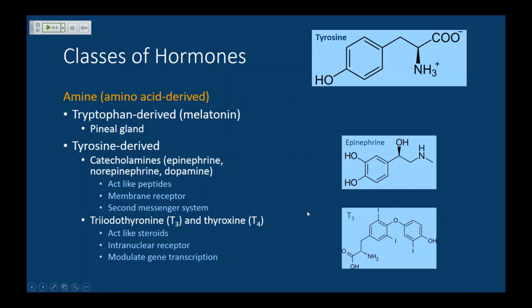On the other hand, the thyroid hormones, triiodothyronine and thyroxine, have two tyrosines that are coupled together. So that extra ring makes them a little bit more hydrophobic, and it allows them to act more like a steroid hormone. So T3 and T4 act somewhat like steroid hormones. They're bound to carrier proteins in the plasma as they circulate. They dissociate to exert their function, and when they do, they can diffuse through cell membranes. They can bind intranuclear receptors, and like steroids, they're going to modulate gene transcription.